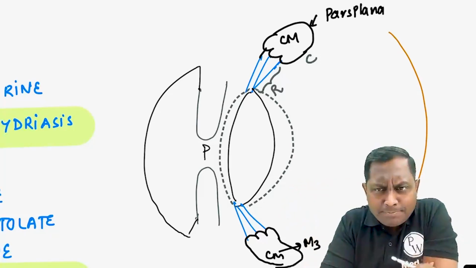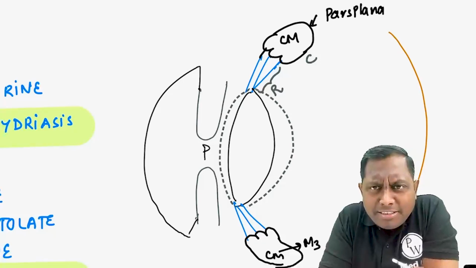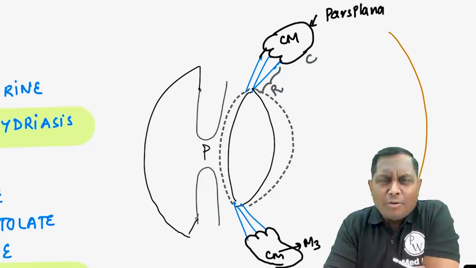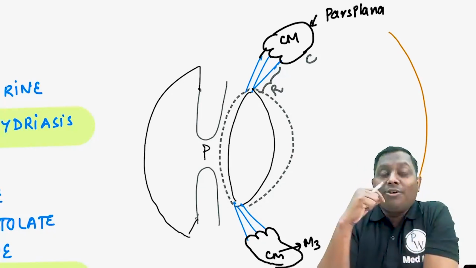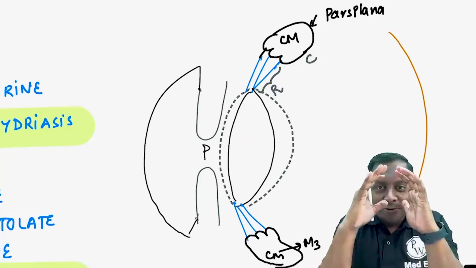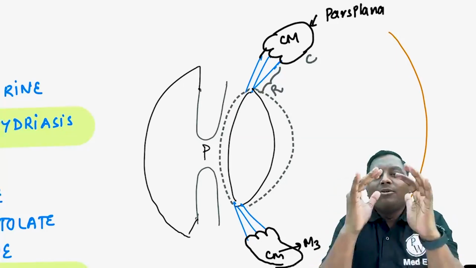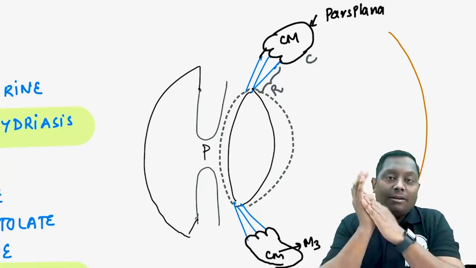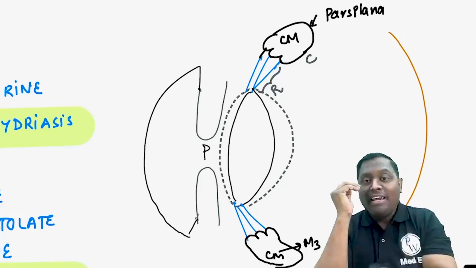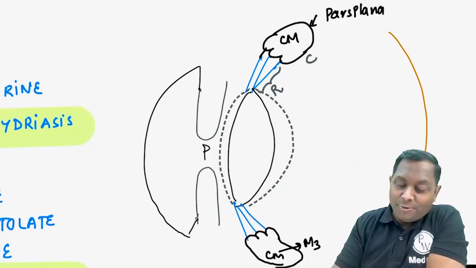So when you use your ciliary muscle contraction, you are causing relaxation of the zonules, and therefore the lens will become more and more globular, and therefore the power of the lens is going to increase. Is it making sense to all of you?